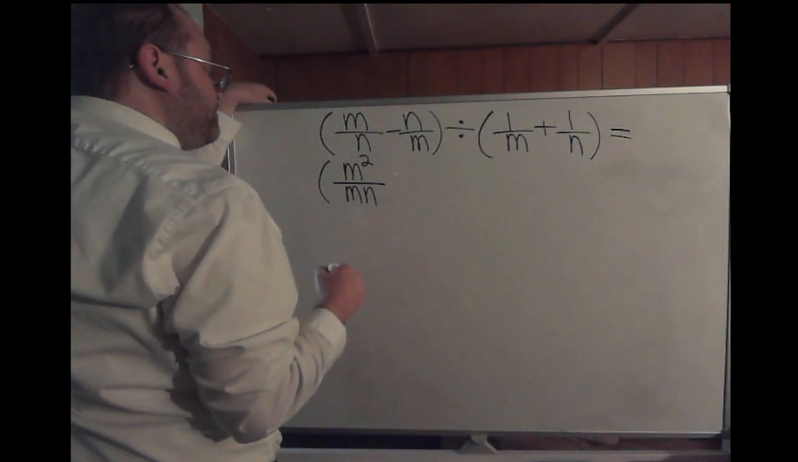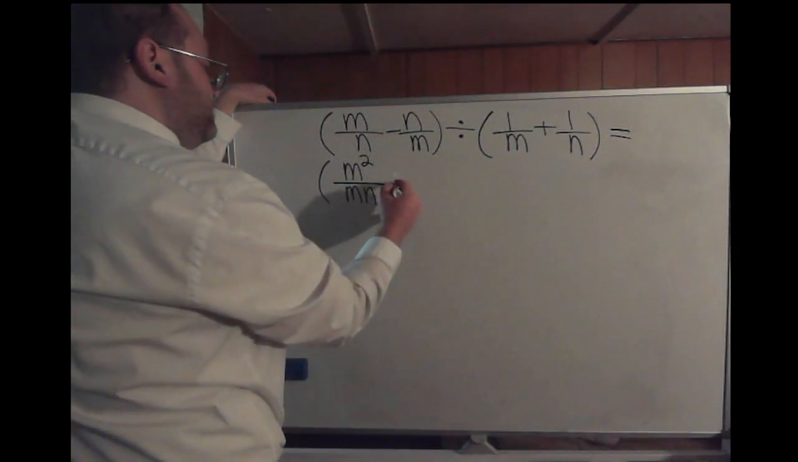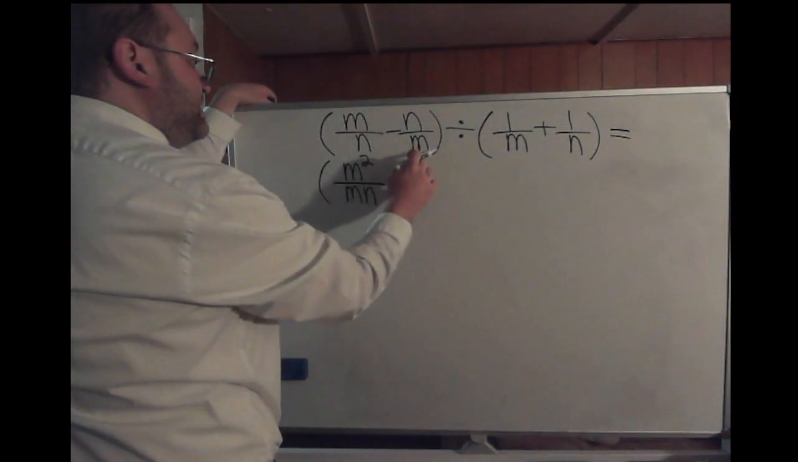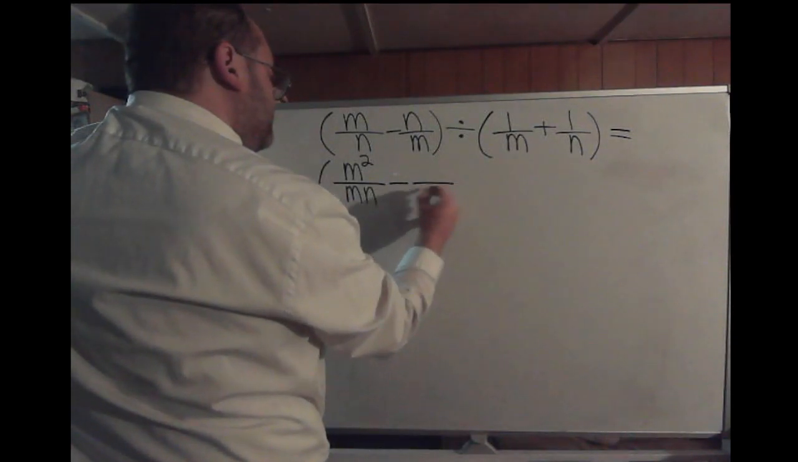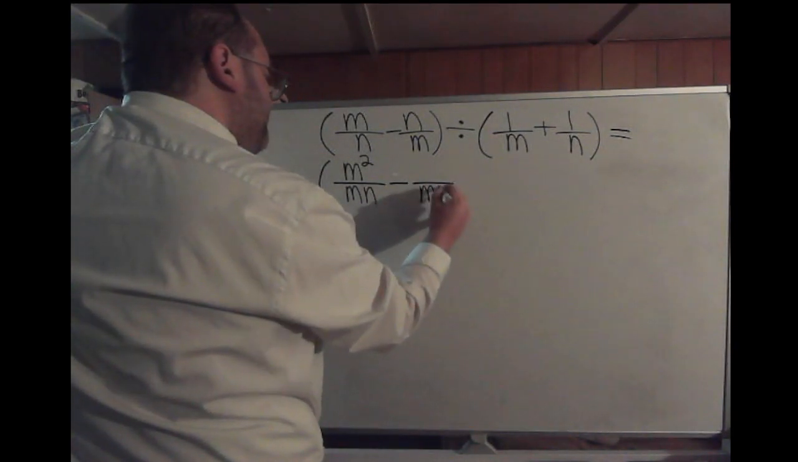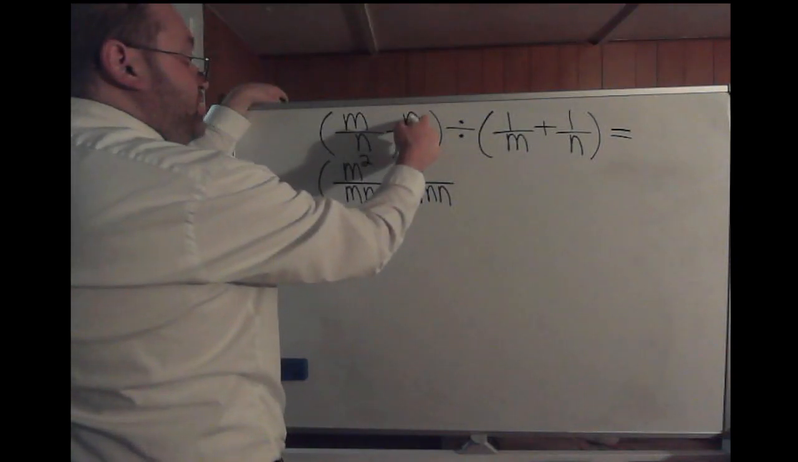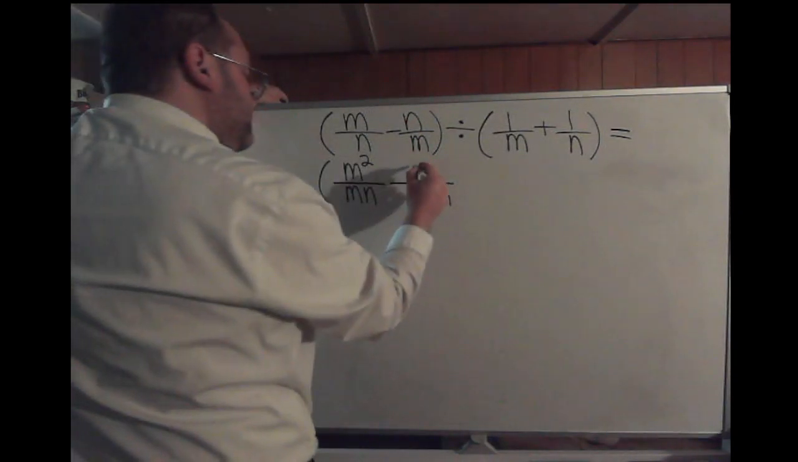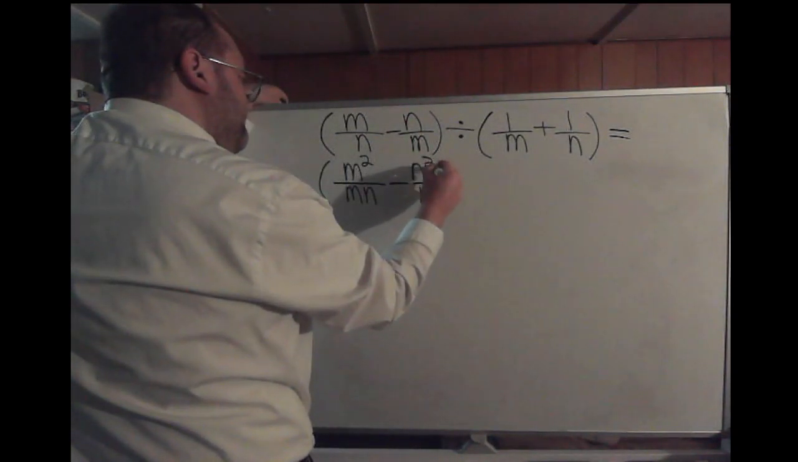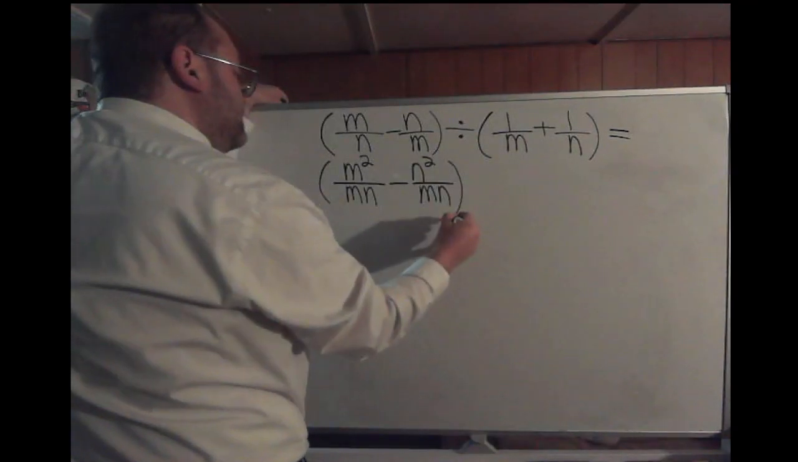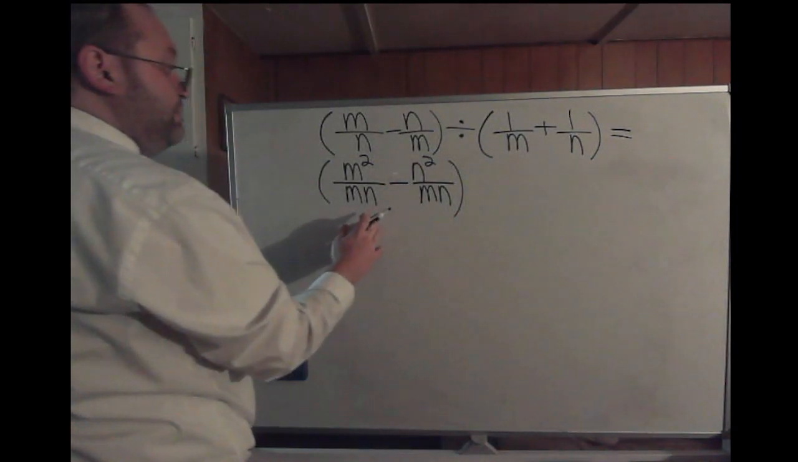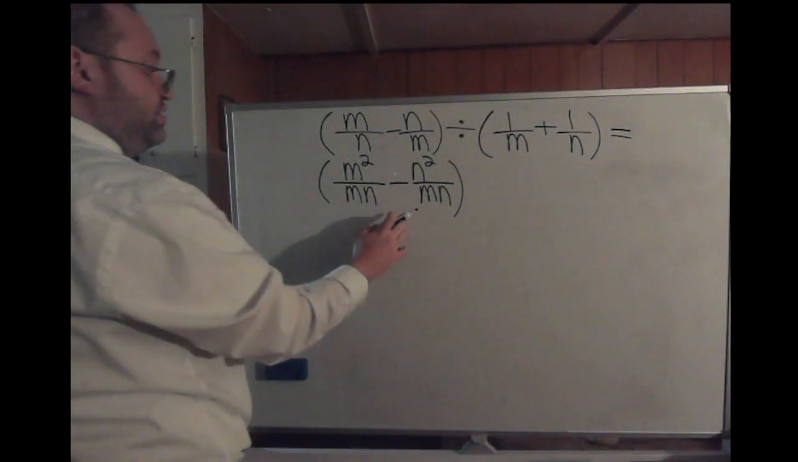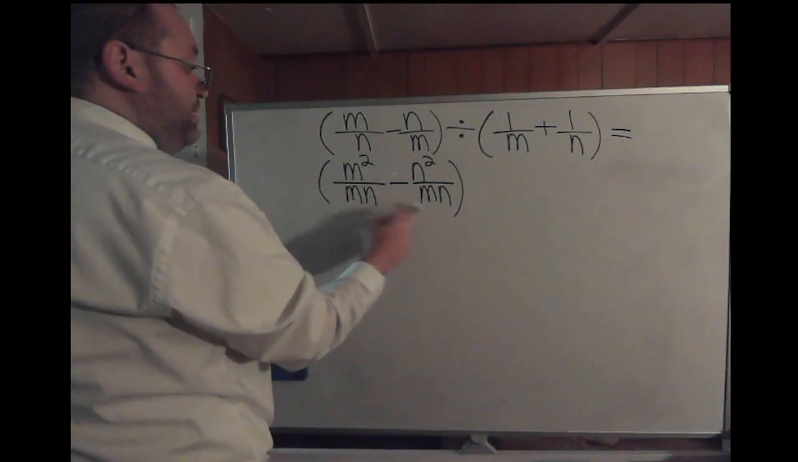Well, now, in order to make the second denominator of mn, you need to multiply by n. You would get mn. Well, it means you got to multiply the numerator of n by n. You would get n to the second. Alright, so now we've established a least common denominator between the first two terms of mn.